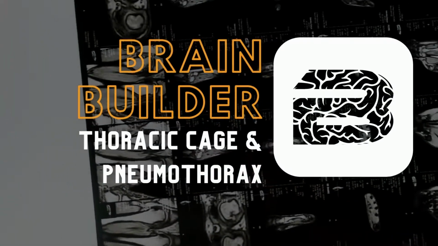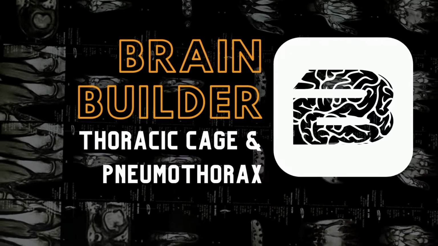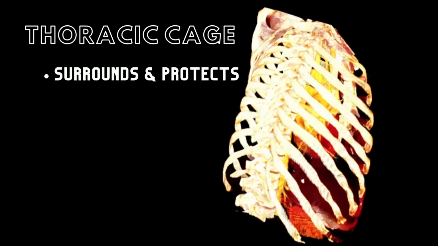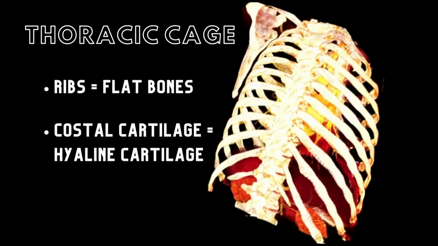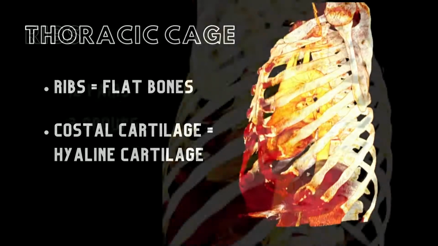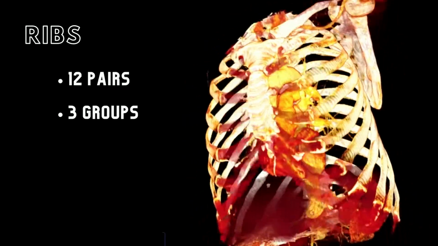Today, we're going to look at a Body Viz Brain Builder about the thoracic cage and a pneumothorax. The thoracic cage surrounds and protects some of the most vital organs and supports the pectoral girdle. The ribs are flat bones, and the costal cartilage consists of hyaline cartilage. There are 12 pairs of ribs that are subdivided into 3 different types of ribs.